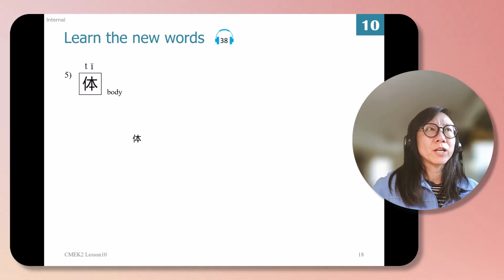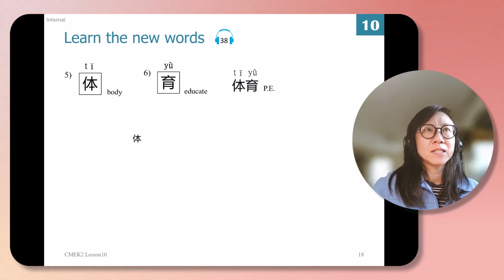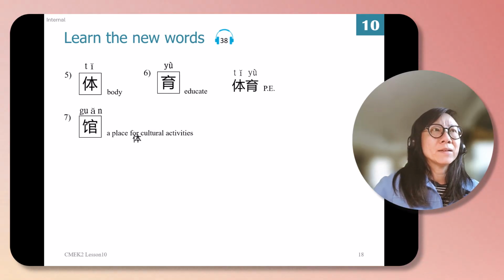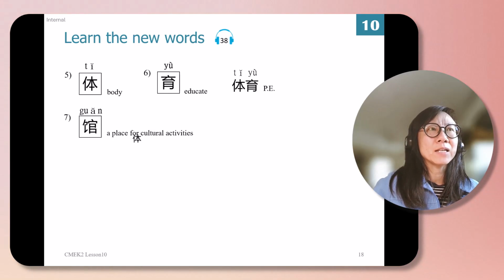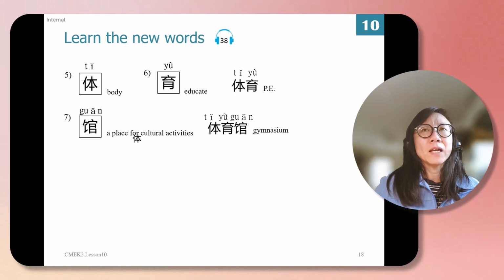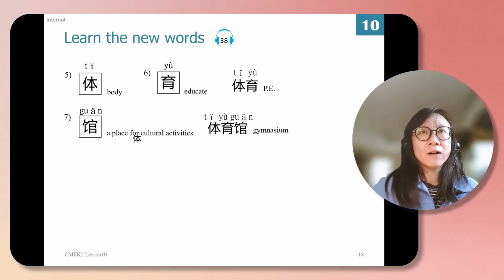And next word is 体, which means body. Next one is 育. So 育 by itself means educate. 体育 is physical education, PE. 馆 is a place for cultural activities. So the gymnasium is the 体育馆, the indoor sports area.